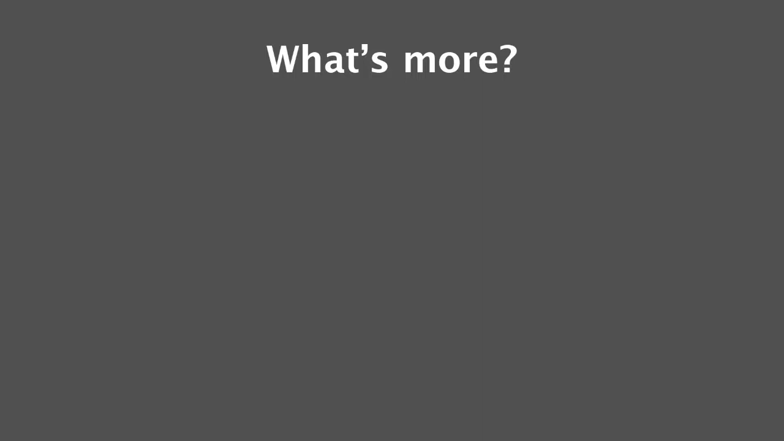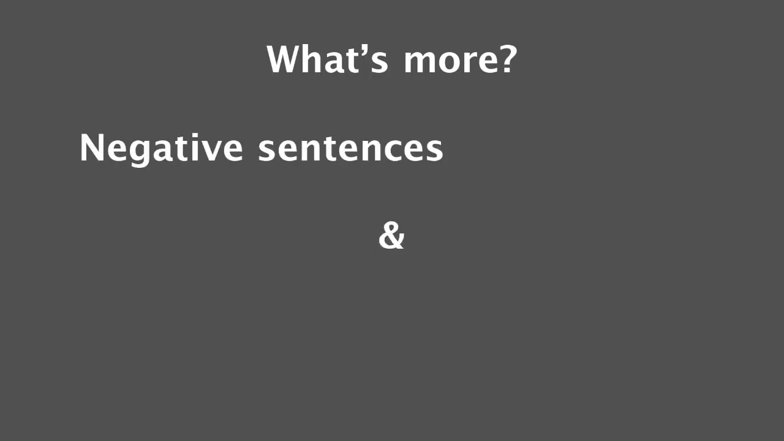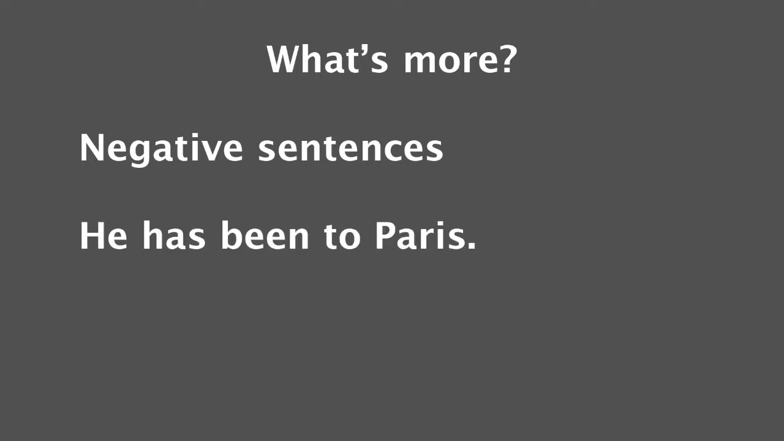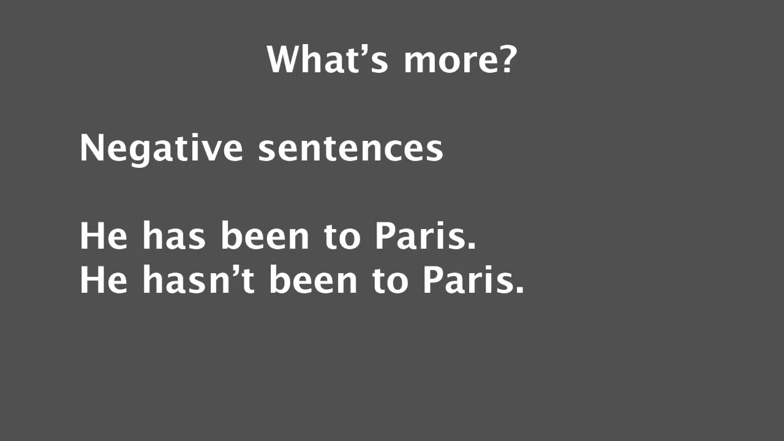What else do we need to know? Well, we need to know how to make negative sentences and questions. Let's start with negative sentences. We're going to turn the positive sentence, he has been to Paris, into a negative sentence. What we need to do is similar to what we do in Dutch. We take the form of to have, in this case has, add not to it, and we're done. He has been to Paris becomes he hasn't been to Paris.